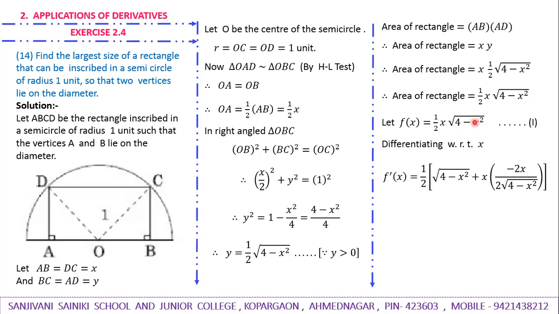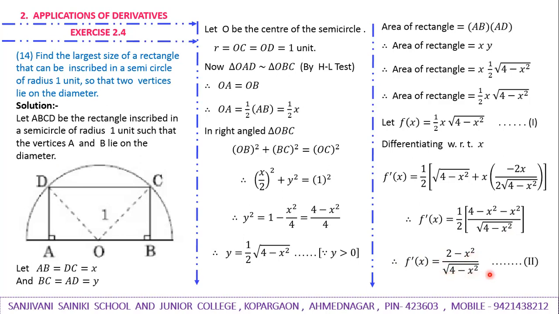Now here you have to use the product rule. The first function as it is, derivative of the second function plus second function as it is, derivative of the first function. Now here you have to use root of f of x. Its derivative is 1 upon 2 root f of x into f dash of x. So 4 minus x square derivative is minus 2x. So f dash of x is 1 upon 2 times 4 minus x square minus x square, so upon root 4 minus x square. So therefore the first derivative is 2 minus x square upon root 4 minus x square. This is our equation number 2.